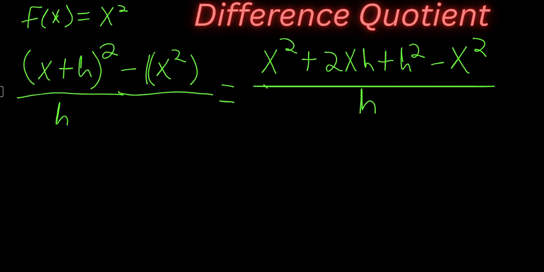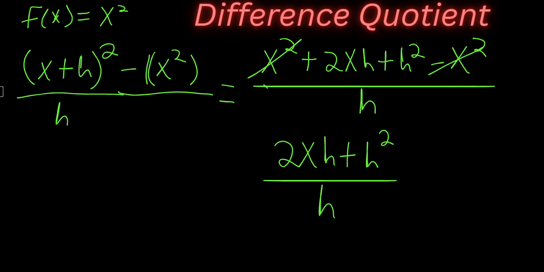Okay, again, as I've recently mentioned, our goal with f of x plus h minus f of x is to eliminate, in the numerator, all the terms that don't have an h in them. And as we can see, we have negative x squared and x squared, so we accomplished that. So we're left with 2xh plus h squared divided by h.